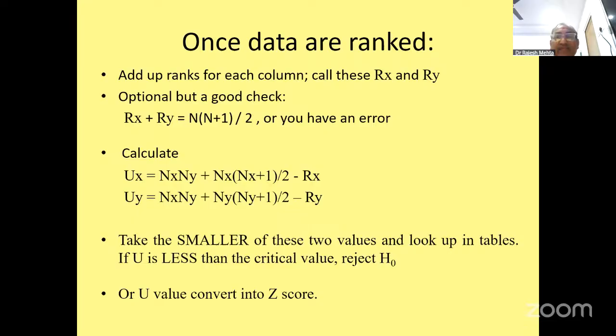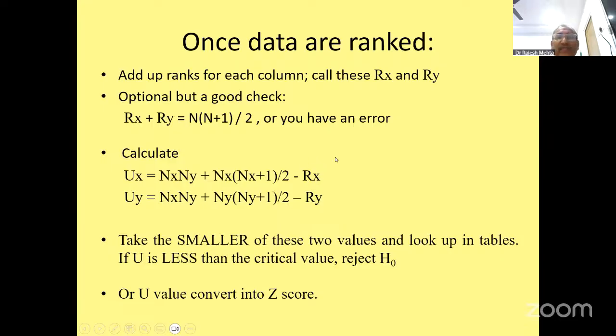Nx and Ny mean the first category has Nx observations, the second category has Ny observations. Now this much is easy, Rx and Ry, right? But then this Ux and Uy, when we calculate, you'll understand more easily. But this is the number in X times number in Y, plus number in X times number in X plus 1 divided by 2 minus Rx. That means the total of rank.